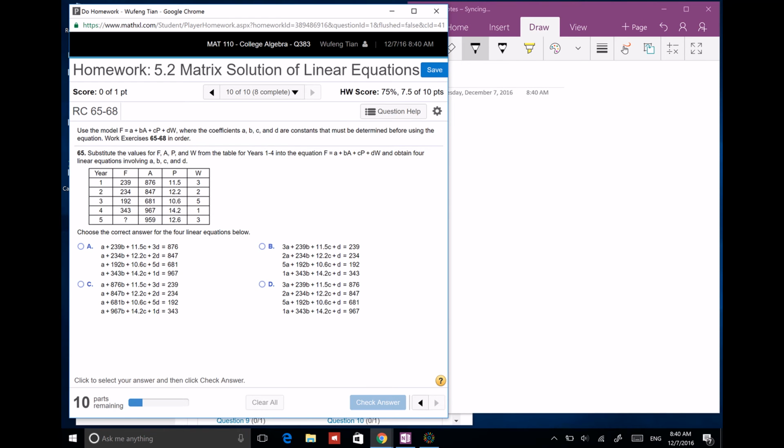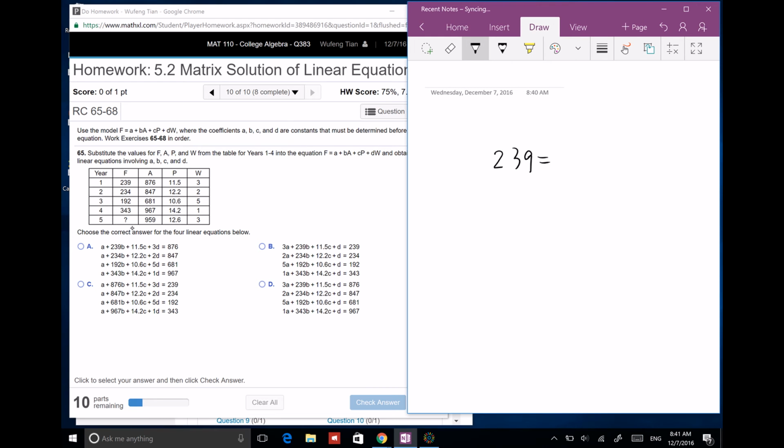Okay, so basically you plug the coefficients into here. F is F, A is for A. Okay, F equals that. So basically you got 239 equals, A is what? Is A just small a? Okay, A is bigger A.